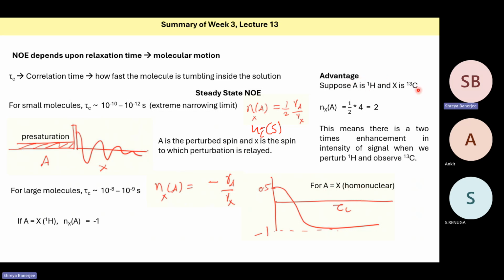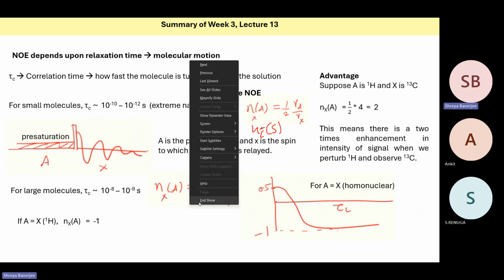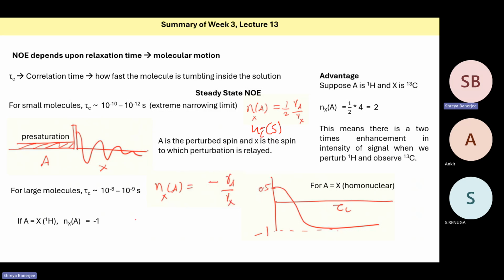Now, that is obviously only for small molecules, because for large molecules it will be even greater, actually. If you do minus gamma A by gamma X, in the case of large molecules, it will be -4. So the NOE will increase, but it will increase in the opposite direction. So the control spectrum will be something like this. And after NOE, this will increase 4 times in the negative direction, and this will become 0 because it is the one you are perturbing.